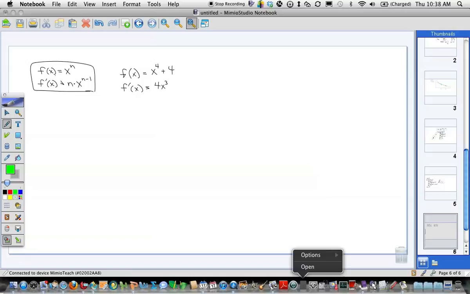So that would be another way to do the derivative of that. Instead of thinking of the shifting thing, just say, hey, derivative of x to the 4th is 4x to the 3rd, derivative of 4 is 0, and just be done. Okay? All right, let's try another one.